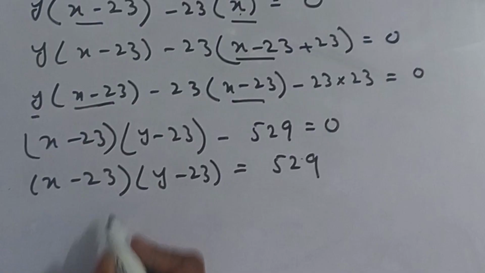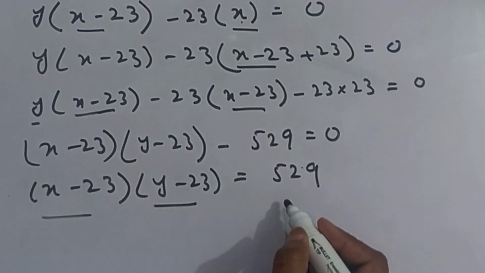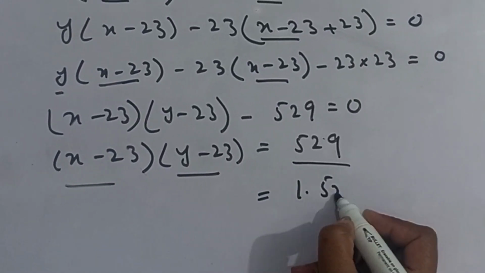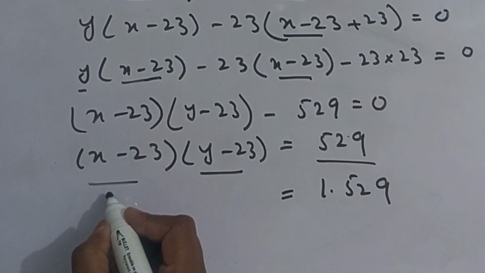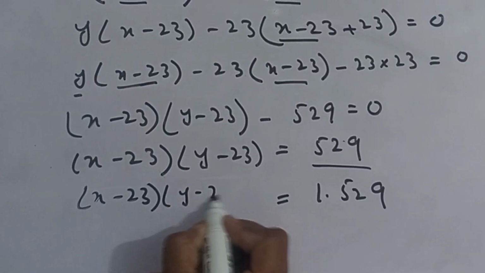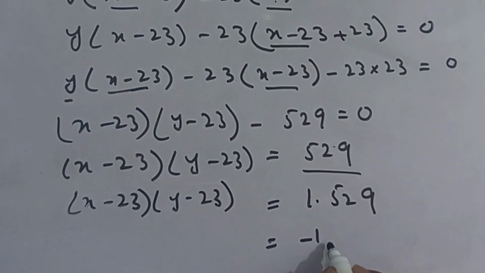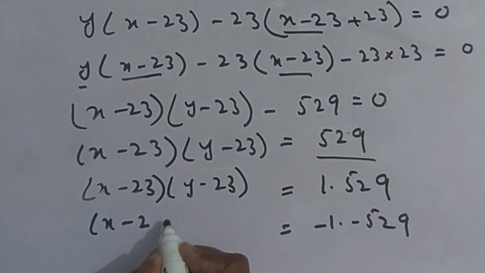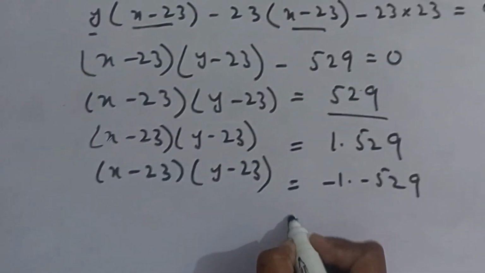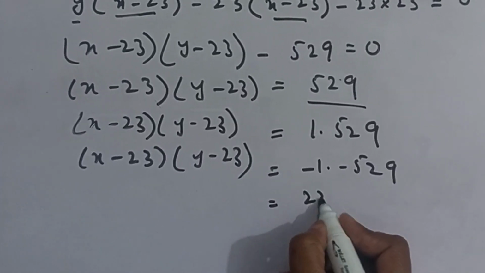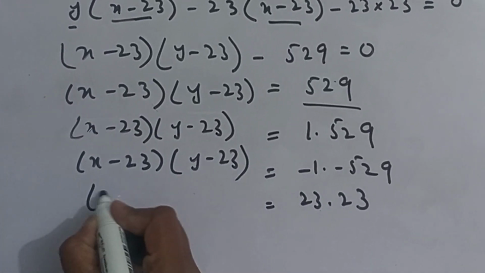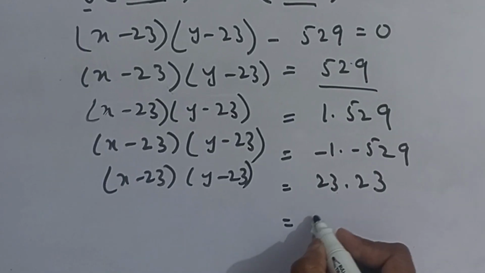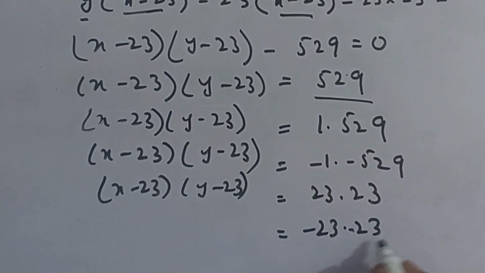Now focus on this equation. The left hand side is a product of two values, so that is why we find the factors of 529. The first factor pair of 529 is 1 multiplied by 529. We copy the left hand side, (x minus 23)(y minus 23). The second factor pair is minus 1 multiplied by minus 529. The third factor pair is 23 multiplied by 23. And the last factor pair is minus 23 multiplied by minus 23.